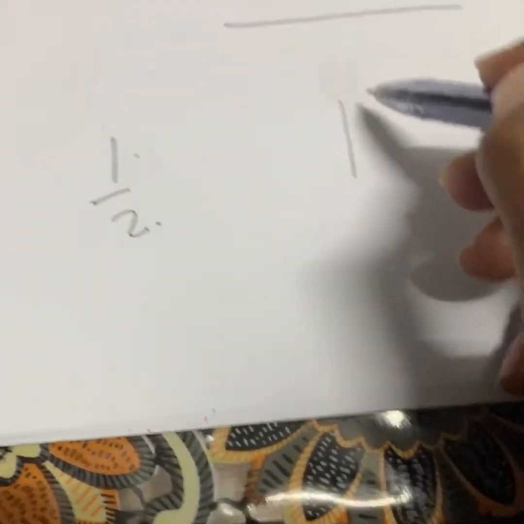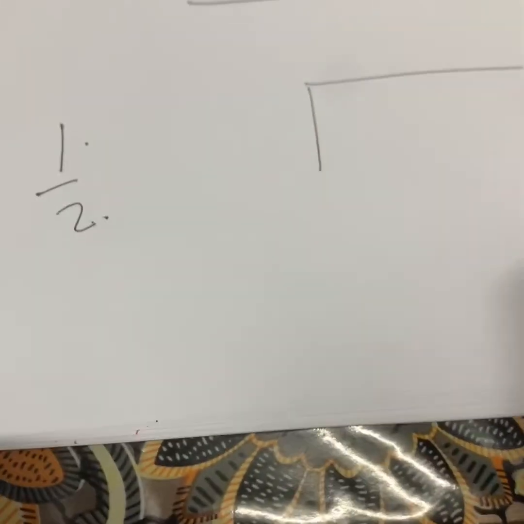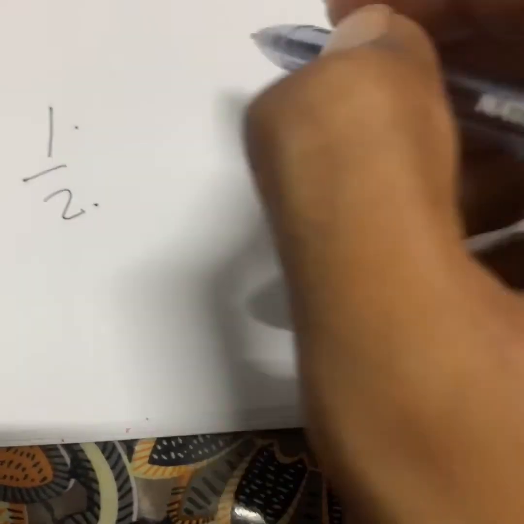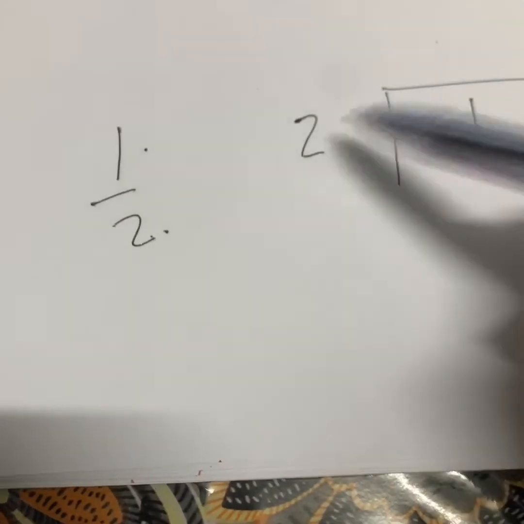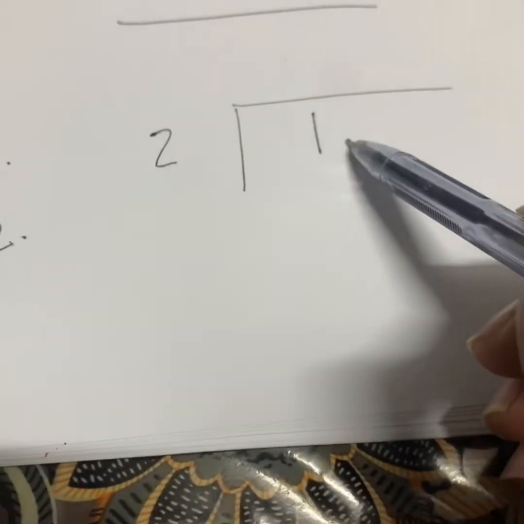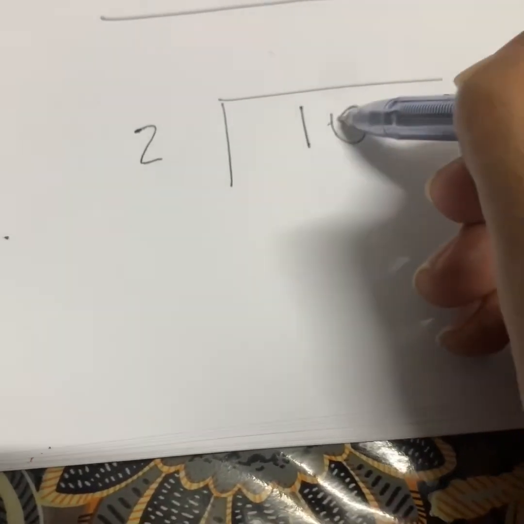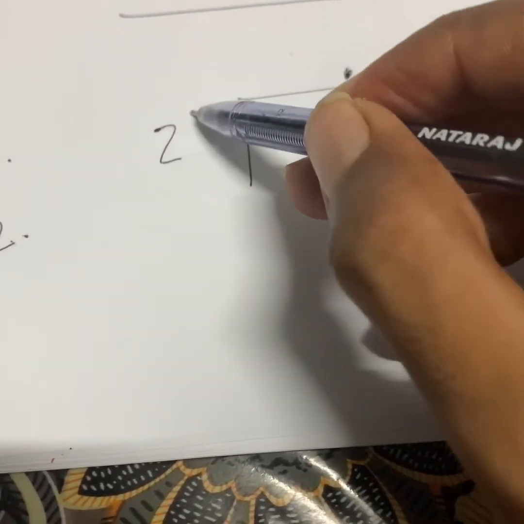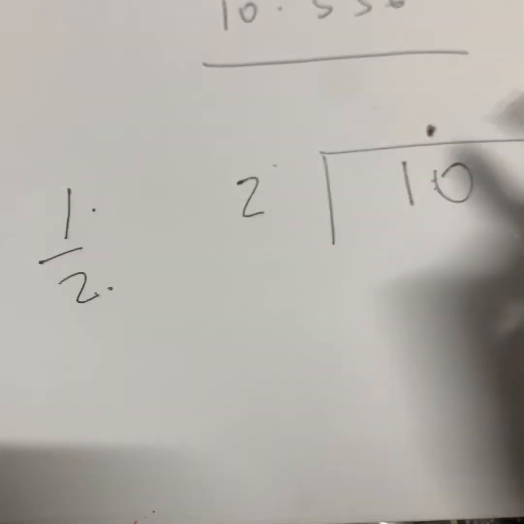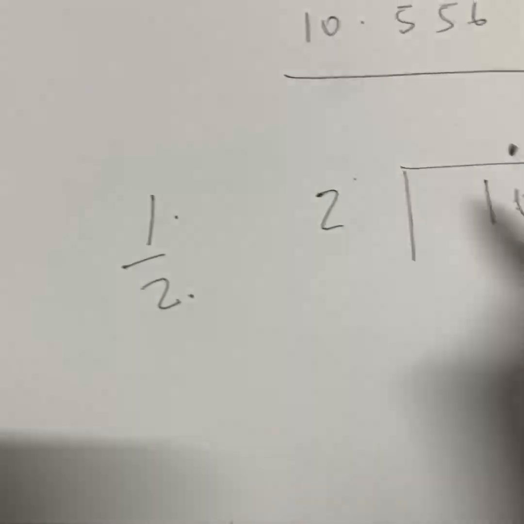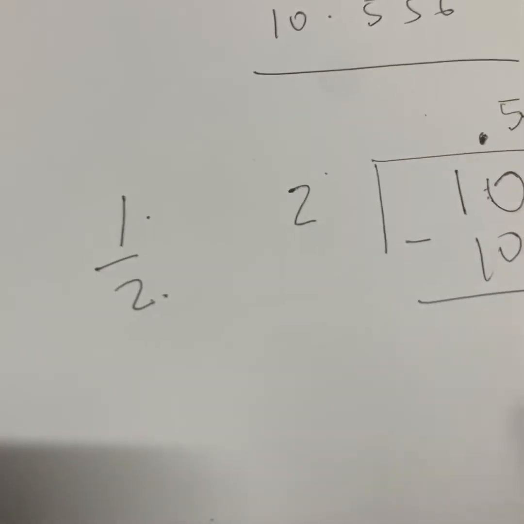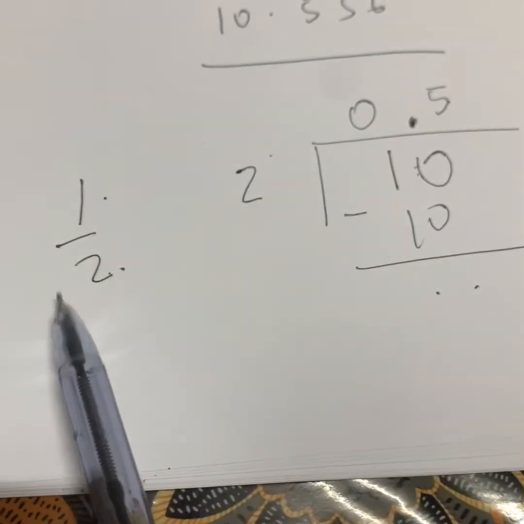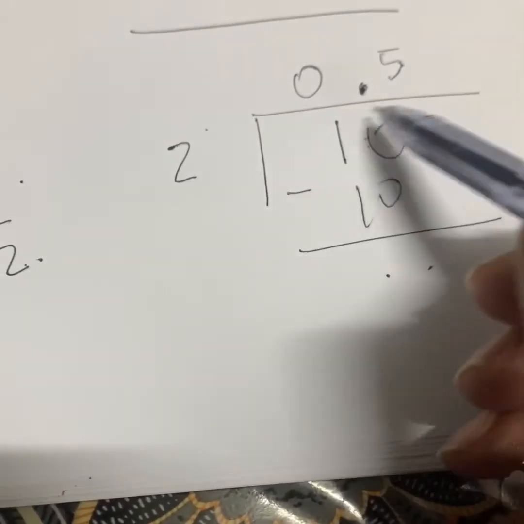So how do we do that? It's very simple. You do a long division. So 1 divided by 2. Can 2 go into 1? No, it can't. So we add a 0. As soon as we add a 0, we put a decimal point on top of that 0. So can 2 go into 10? Yes, it can. How many times? 5 times. 5 times 2 is 10. We subtract, and there is nothing left. So we can say that a half in decimals is 0.5.